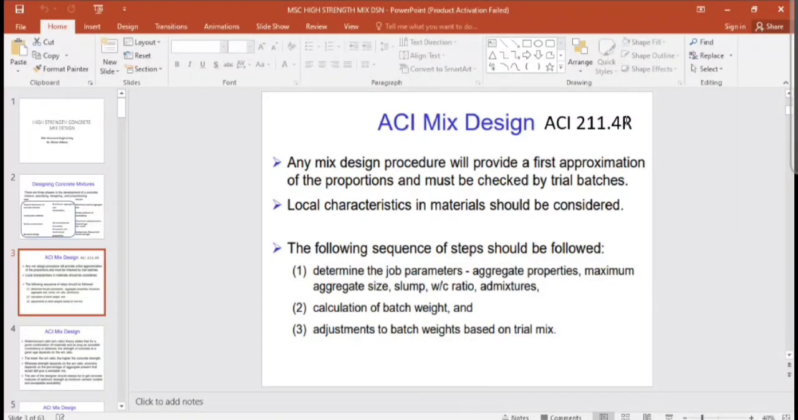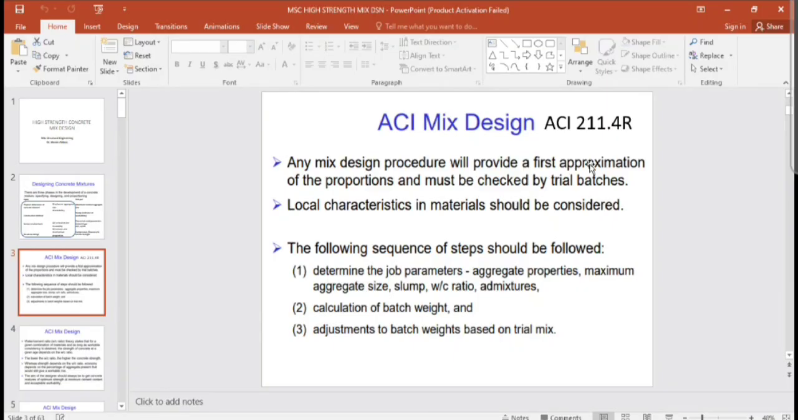Students, the ACI document which we are going to follow to design is ACI 211.4R. Make sure you have this document, you can download it, and it is also provided in the slides as well. This document is the complete guideline for the mix design. However, 211.1R is for the normal strength concrete mix design. So first of all, you start with the approximation. In the very first trial, you will get approximate mixture values. Then you make the trials.